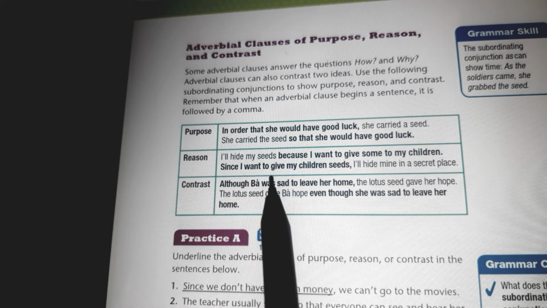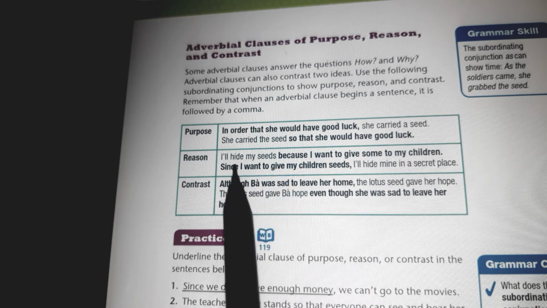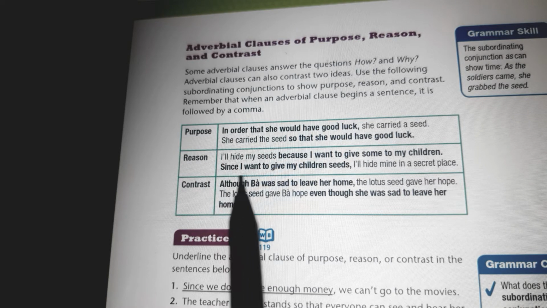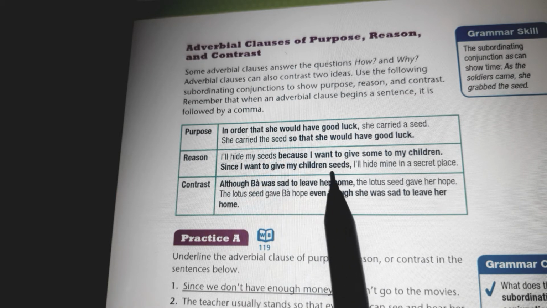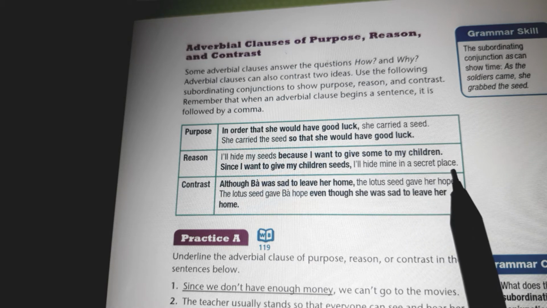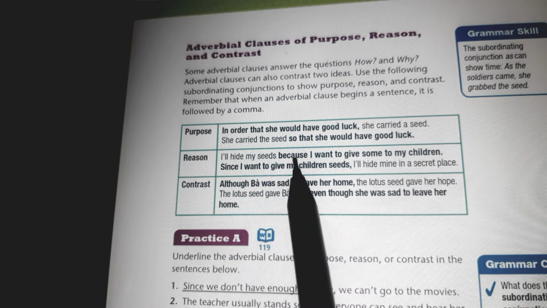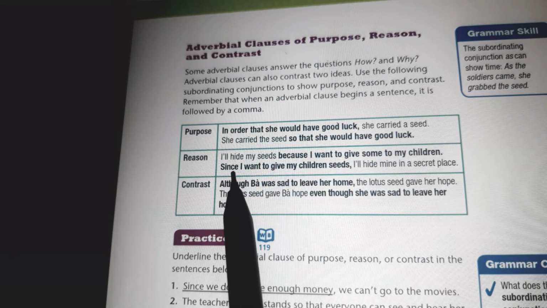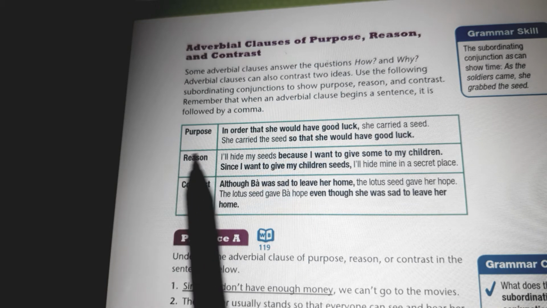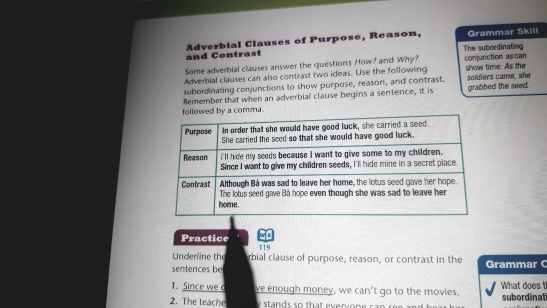"Since I want to give my children seeds," it's exactly like using because. Since here means because. Because I want to give my children seeds, since I want to give my children seeds, I'll hide mine in a secret place. So we have here because, since. Both words are used in reason clauses and adverbial clauses of reason.